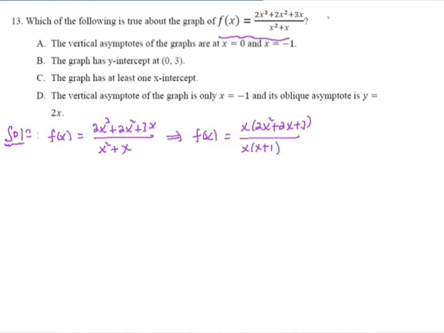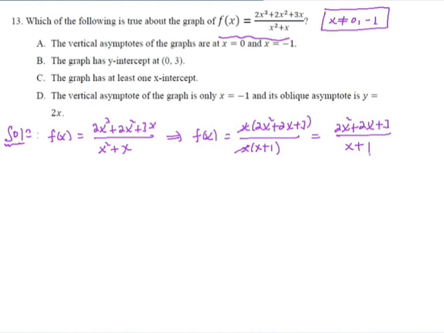So we need to put a restriction. For this function, x cannot be 0 and x cannot be minus 1, because when you solve the denominator for 0, you get 0 and minus 1. We need to put a restriction on this function. So the simplified form will be 2x squared plus 2x plus 3 over x plus 1. This is the simplified form.